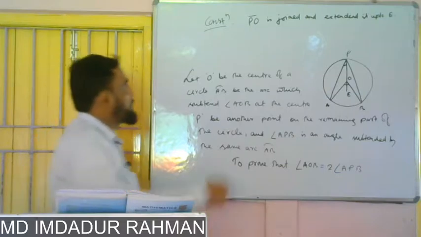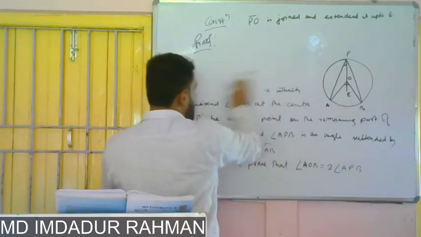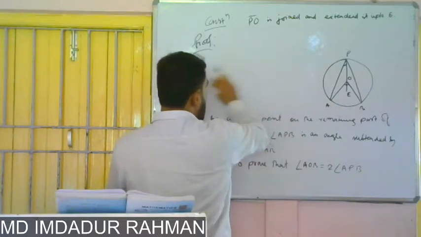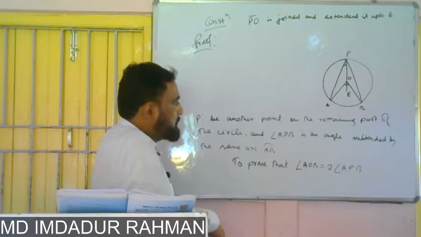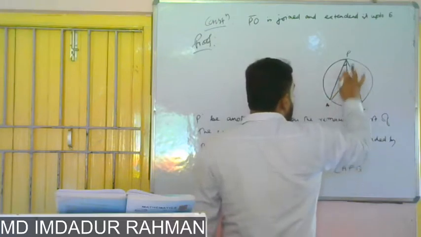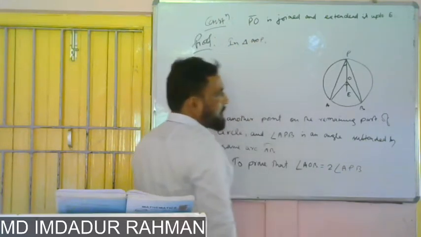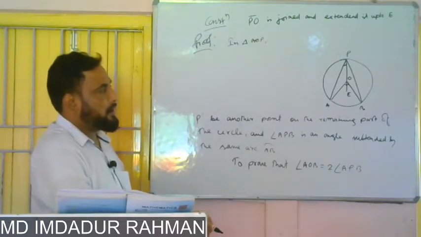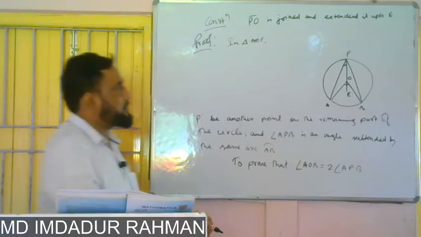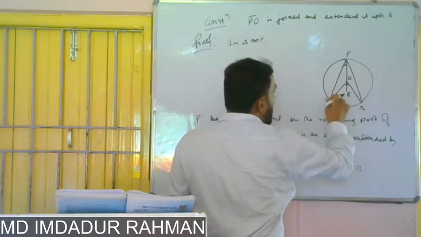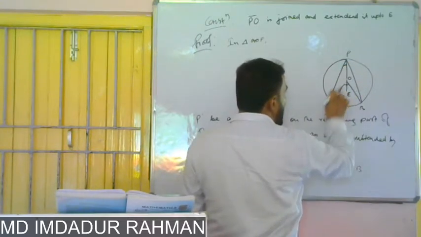Now we are proceeding to proof. In triangle AOP, we know a theorem regarding triangle that the measure of an exterior angle is equal to the sum of two remote interior angles. So, in this triangle AOP, angle AOE is the exterior angle and is equal to the sum of two remote interior angles, that is OAP and OPA.